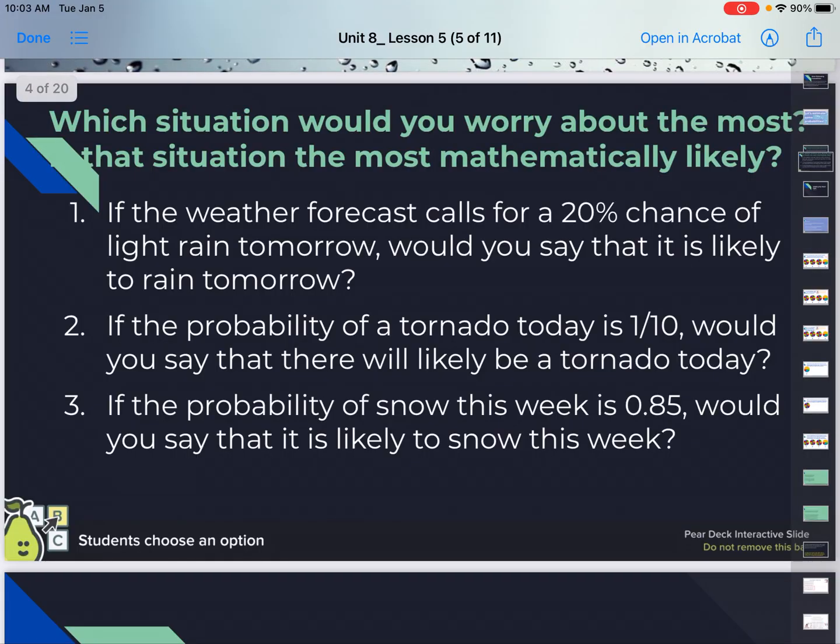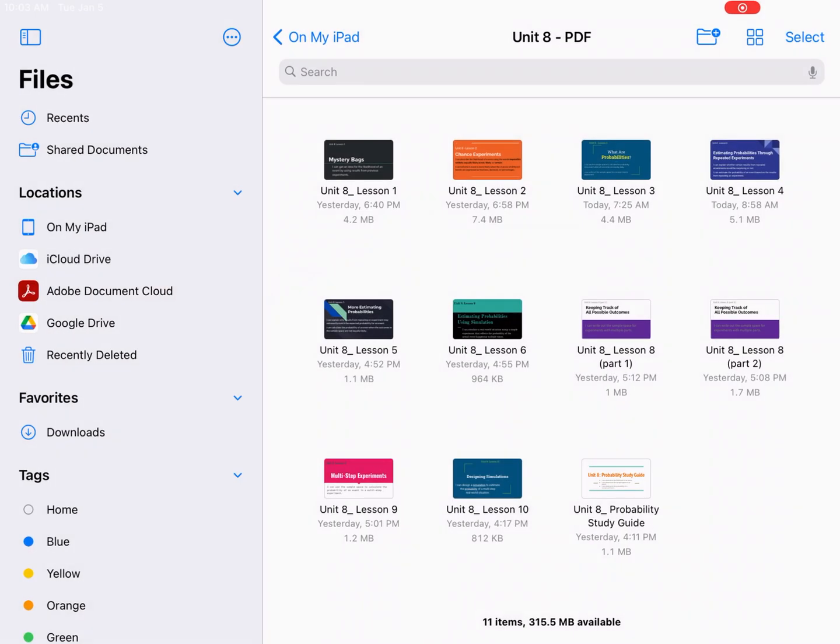All right, so let's estimate. Which situation would you worry most about? That the situation is most mathematically likely.